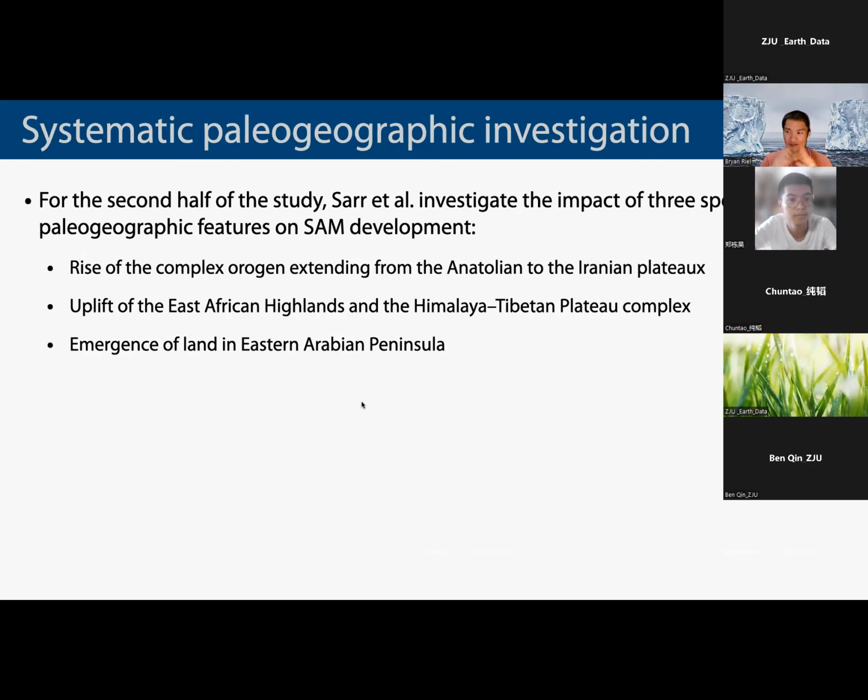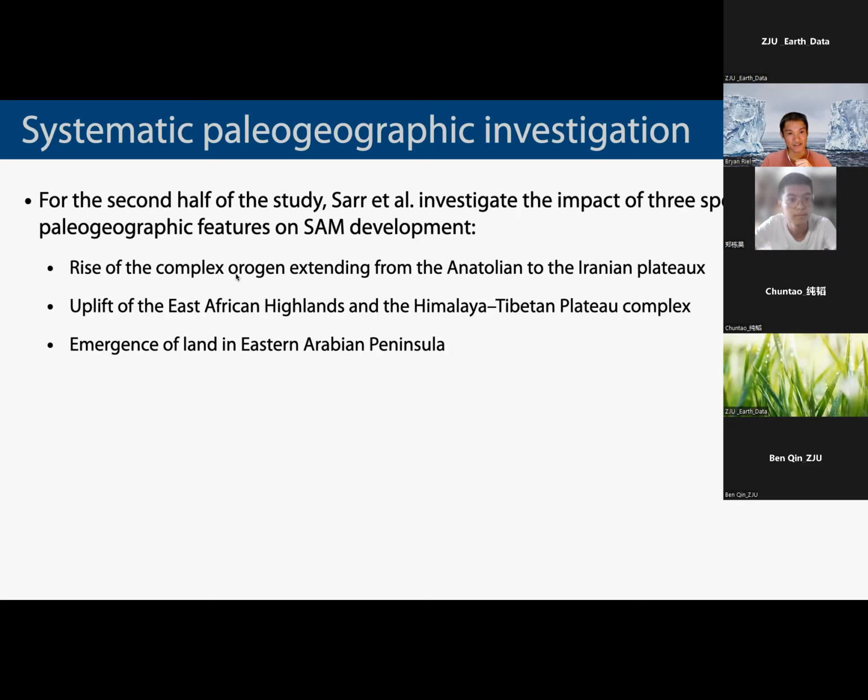So again, the reason they were looking at that was because they wanted to look at what essentially drove the formation of the South Asian monsoon. And one of the key pieces of evidence were the biological records that suggested strong upwelling. So the upwelling was the first piece of evidence that they wanted to look at. And now they wanted to do a more systematic investigation of the impact of 3 specific paleogeographic features on the SAM development.